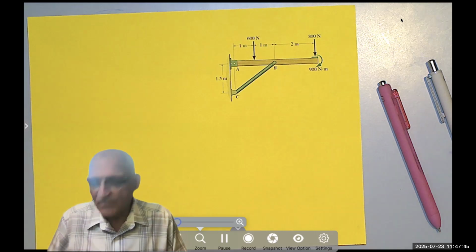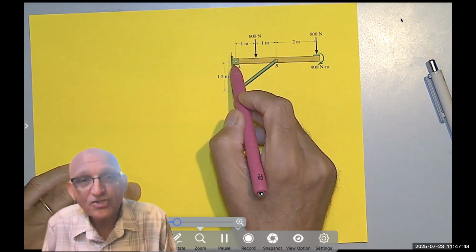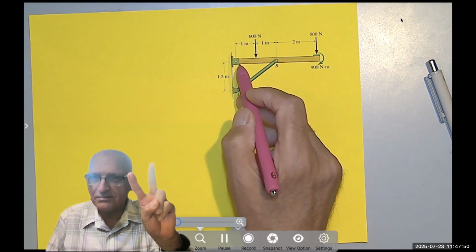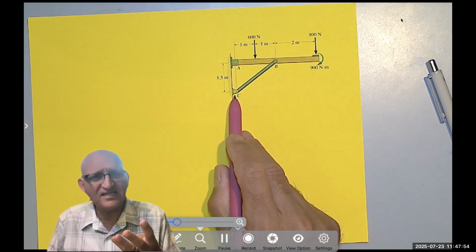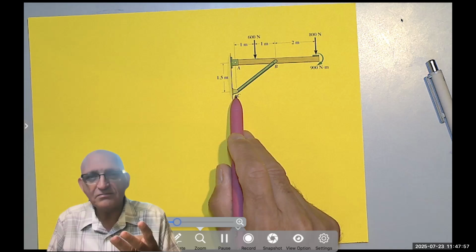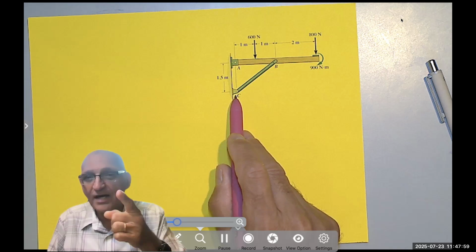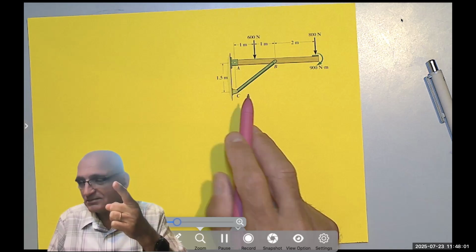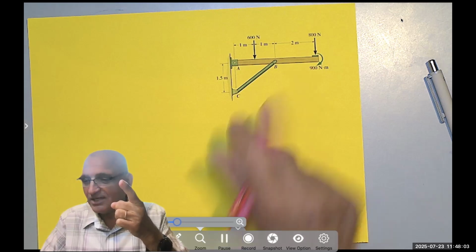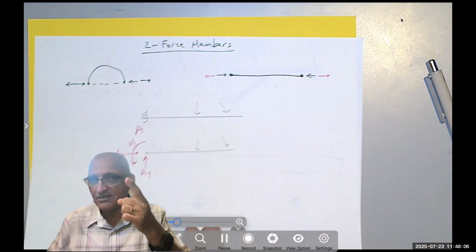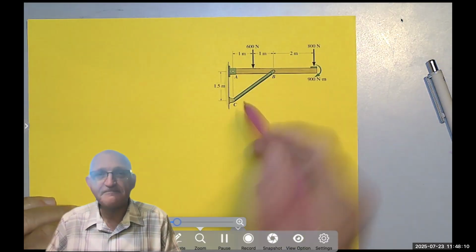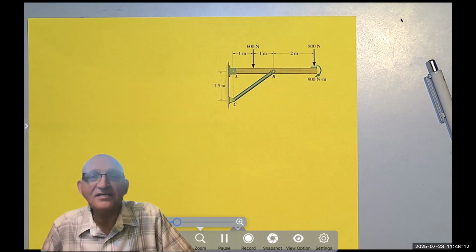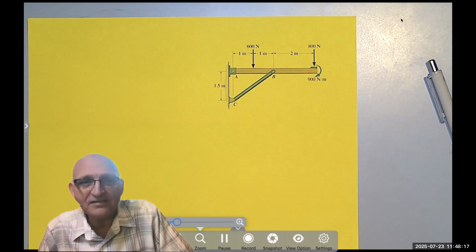Yeah, that's a hinge. So it has two unknowns. But isn't that also a hinge? So there are four unknowns. That's statically indeterminate? No, it's not. Why? Think about what we talked about here. What do you think BC is? If you said two force member, you are exactly right.